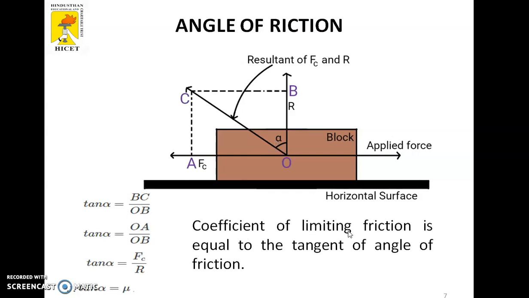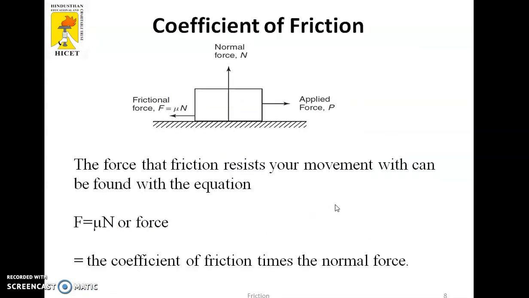Here the coefficient of limiting friction is equal to the tangent of the angle of friction. It is just a resolution. This part is called the resultant in our parallelogram law. So you have to take down the resultant, split it into two triangles and equate. So tan alpha is always equal to the coefficient of friction. Then what is the coefficient of friction? Already we know the frictional force law: F equals mu N. So mu is the coefficient of friction.